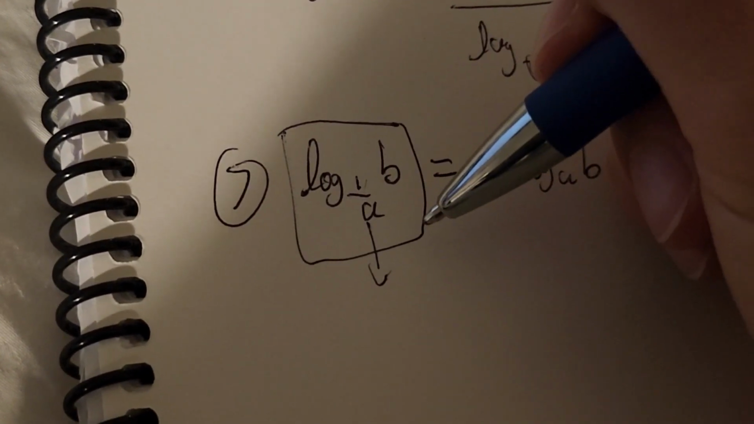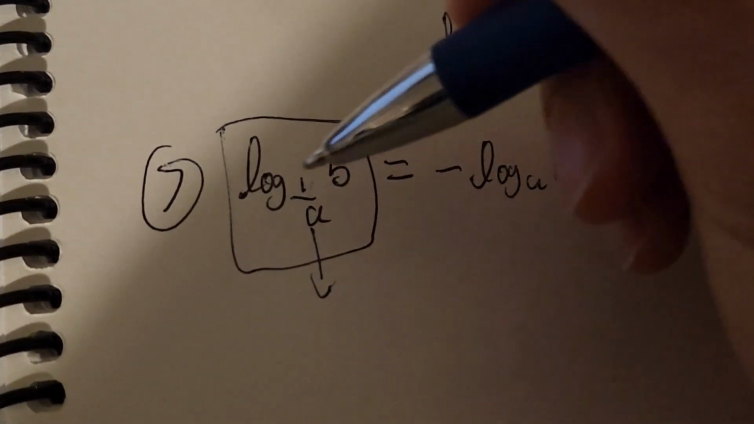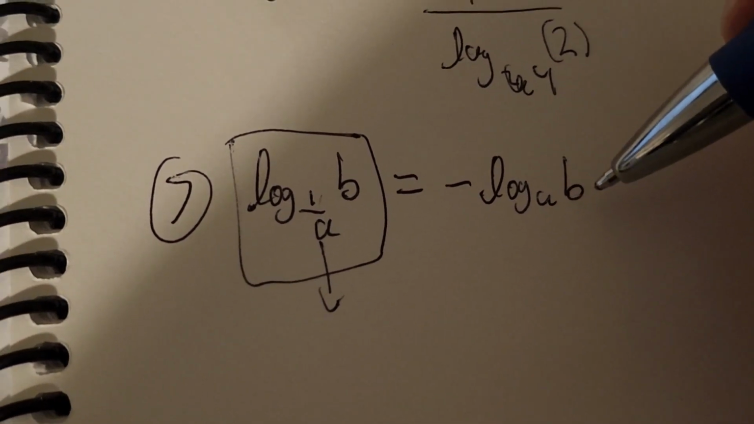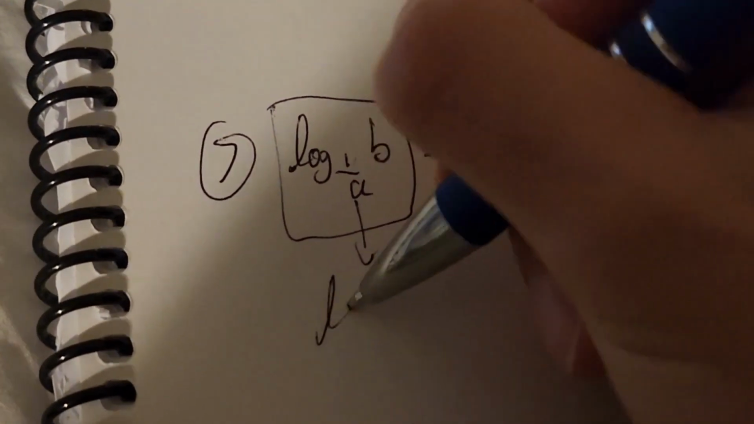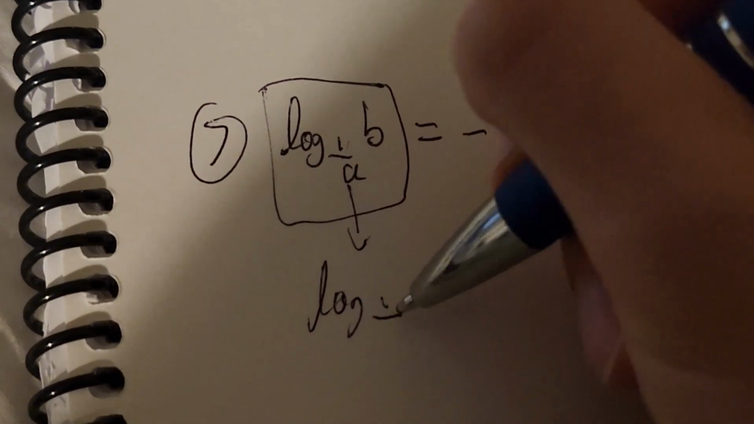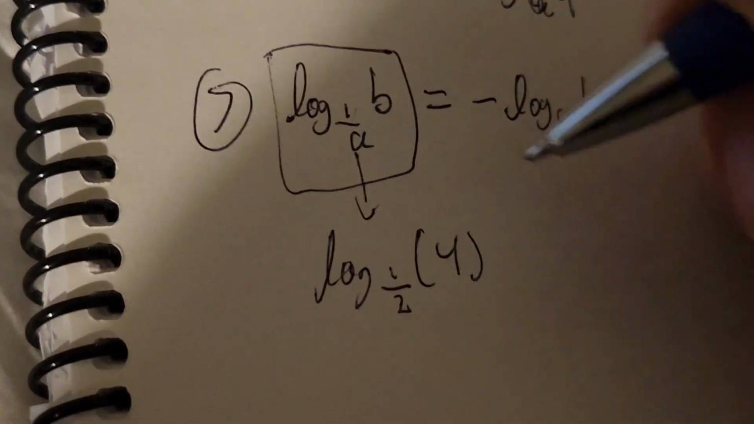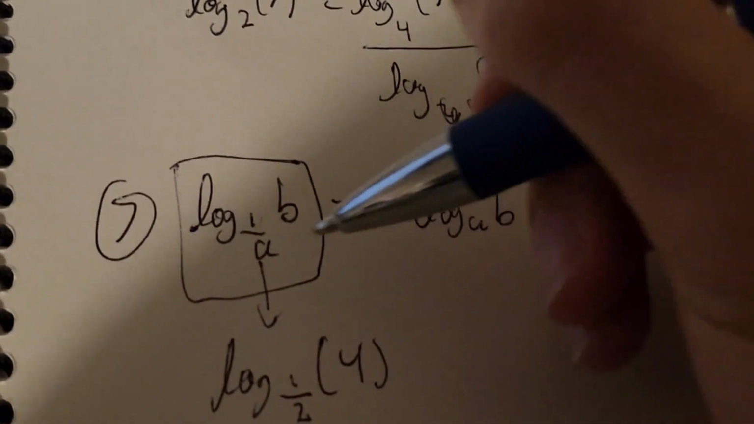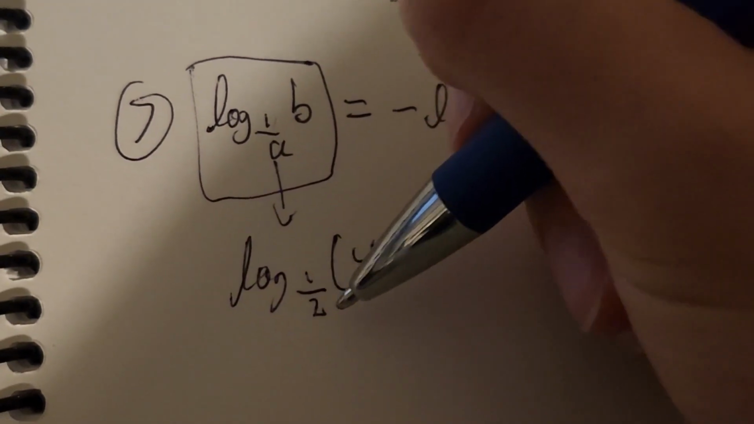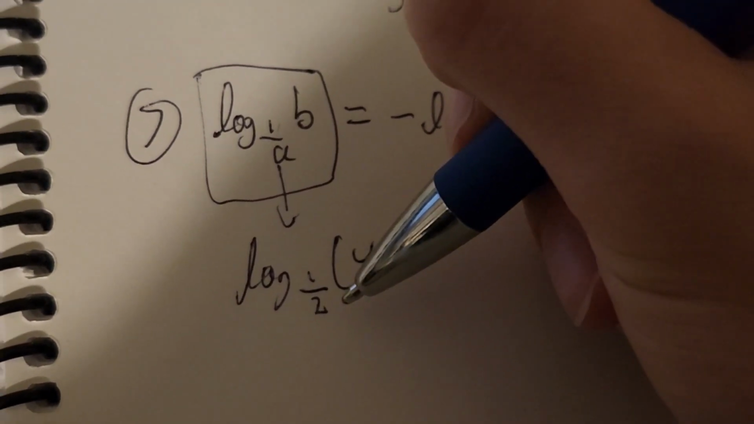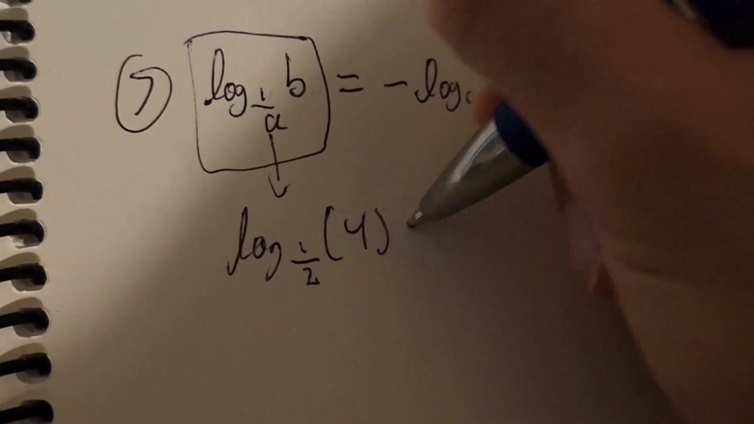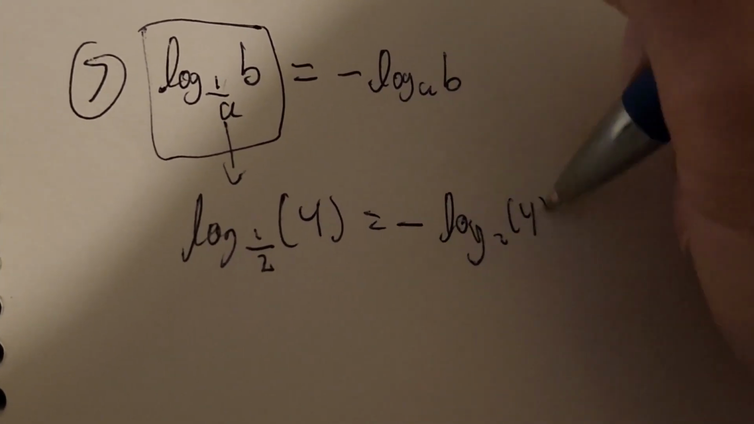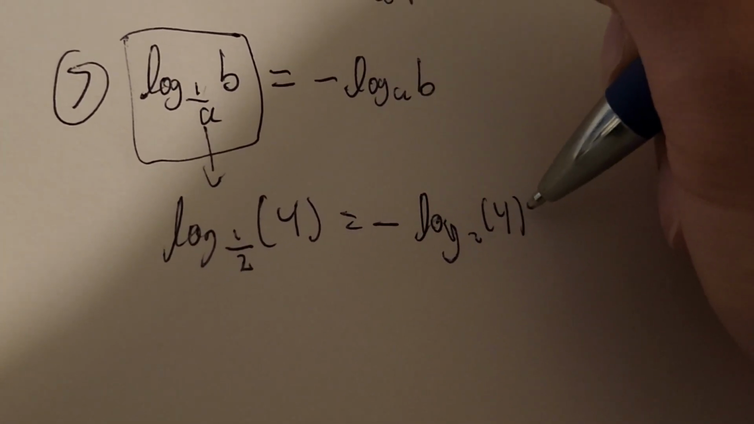If that's your goal, then you can use this rule, which implies that log base 1 over a of b is equal to negative log base a of b. Okay? So let's say I want to change the base to 2. How can I change the base to 2? Well, by using this rule, since the base is a reciprocal and you want to get it to 2 not as a reciprocal, you can just write it as negative log base 2 of 4. Does that make sense?